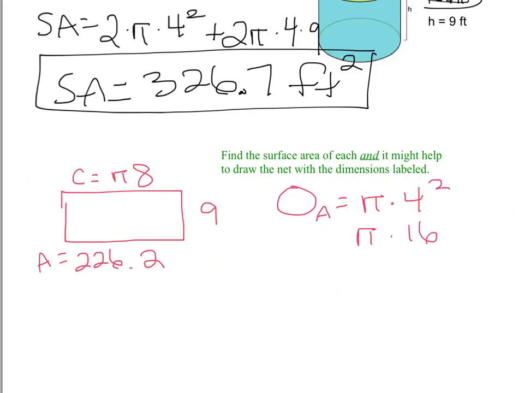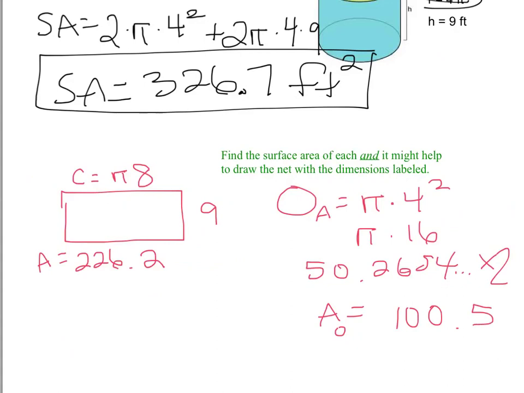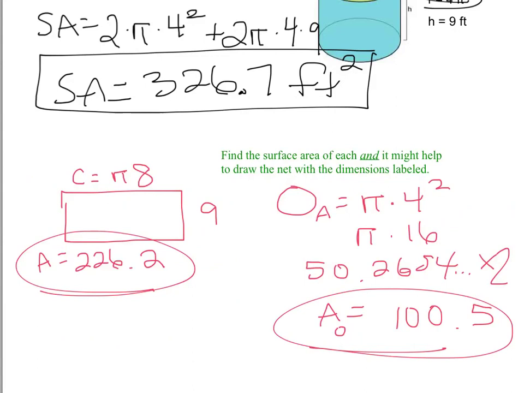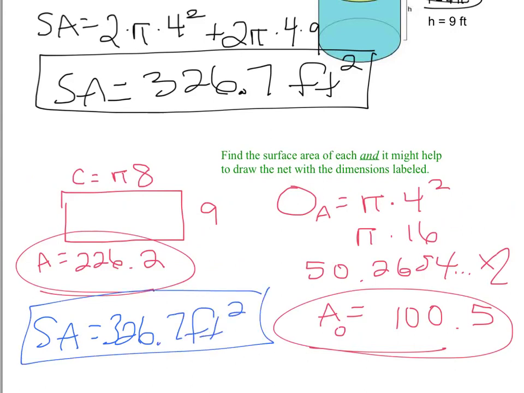So I want to use that pi button on my calculator. Always use the pi button on your calculator right now. And I get 50.2654, and so on. I'm going to keep that in my calculator and just multiply by 2. Now it'd be safe to round this area of the circle to the nearest tenth. So I'll take this rounded to the nearest tenth and this rounded to the nearest tenth, and put it together. And when I put it together, I get 326.7 feet squared. So we should get the same thing.